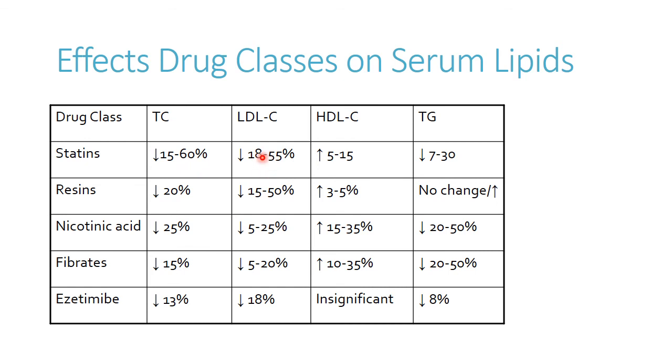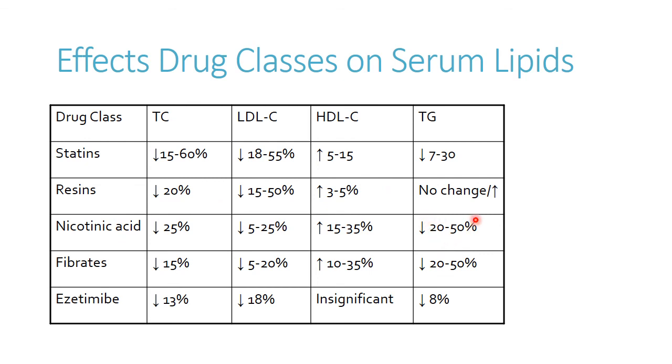So you're going to see pretty significant drops in LDL, decent increases in HDL, and decent drops in your triglycerides, right? So this is a good all-purpose drug for getting someone's lipids back in order. Your resins are going to have okay effects on LDL, but really will have either no changes to triglycerides or may slightly increase them, right? So you want to avoid this in patients who already have high triglycerides to begin with.